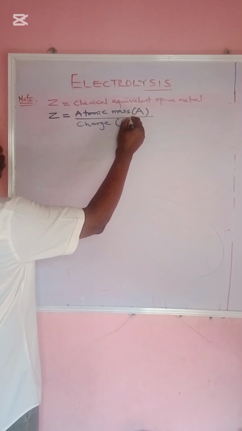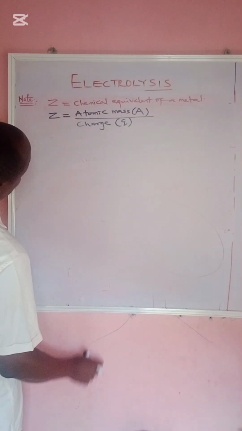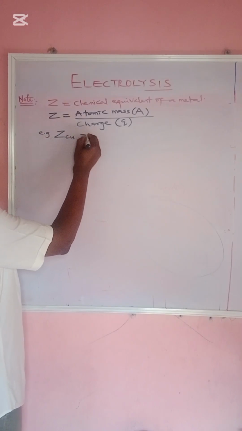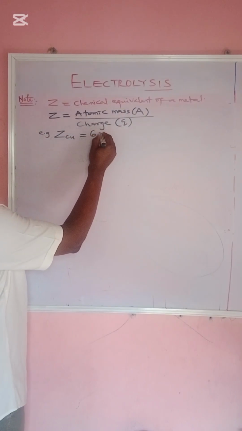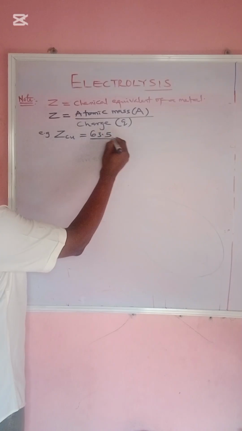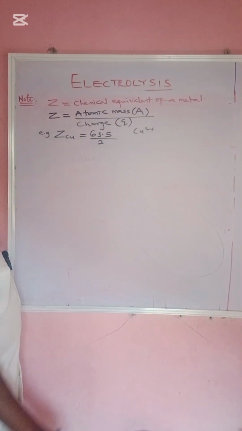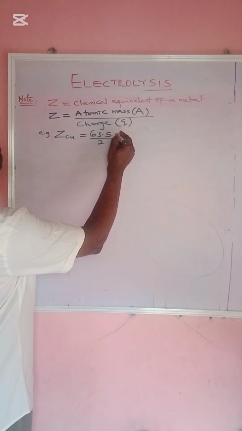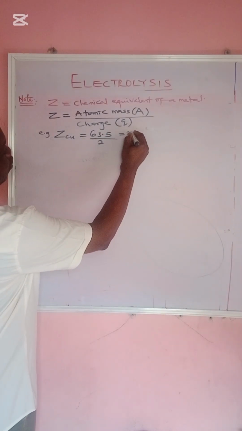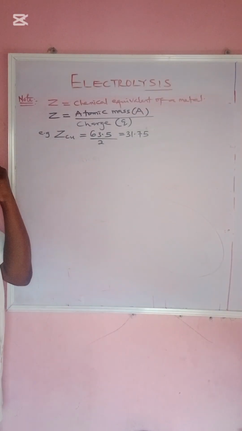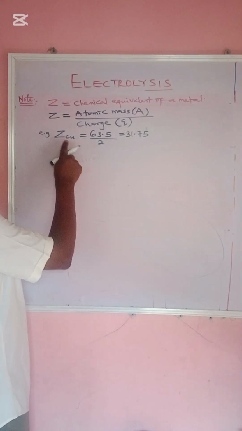That's the formula. So for example, copper: the atomic mass of copper is 63.5, while the charge of copper is 2. Copper is 2 plus. So divided by 2, whatever you get here is 31.775. That's the chemical equivalent of copper.